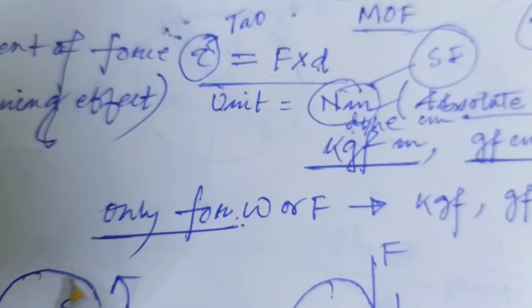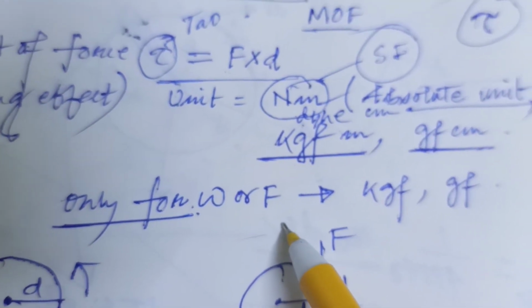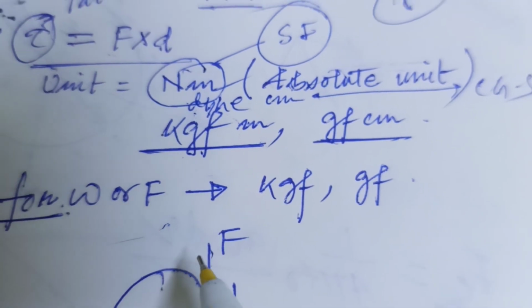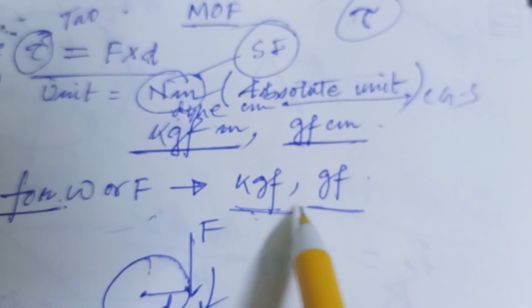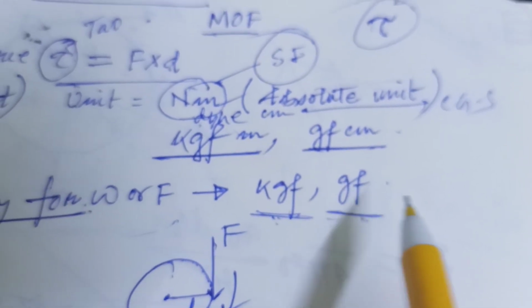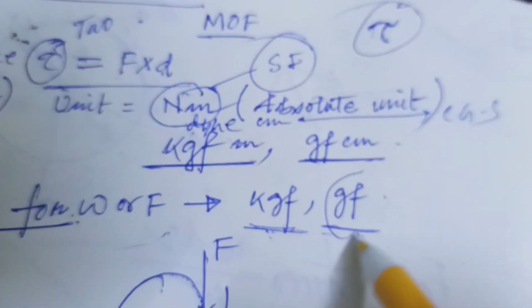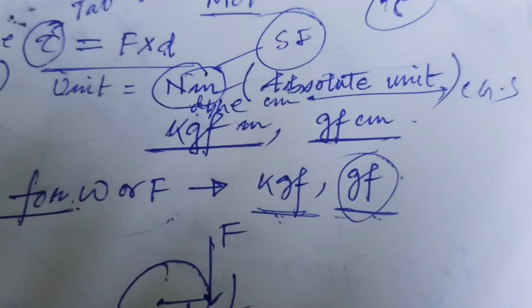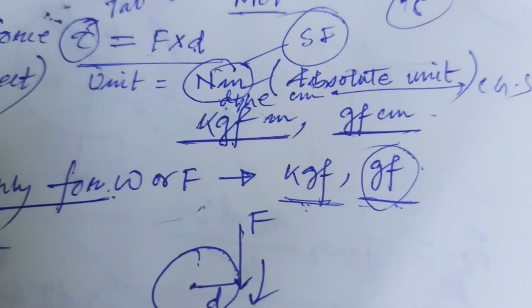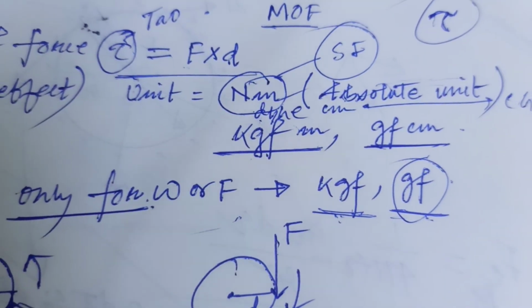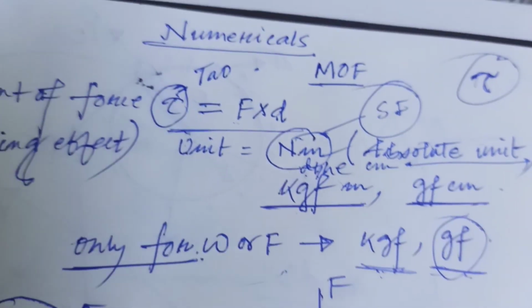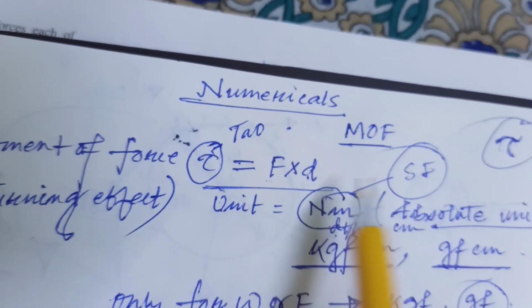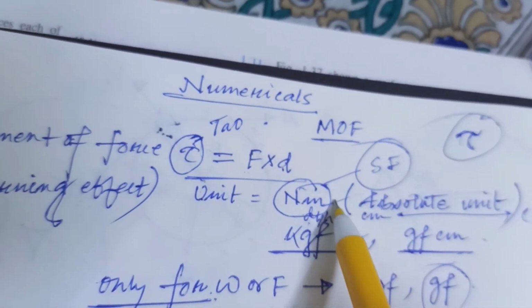If only weight or force is given in each and every numerical, there is a specific unit, that is kg force or gram force. If it is given, then you imagine or think that it is only the unit of force. Okay, so first is tau equal to F into D, then Newton meter.